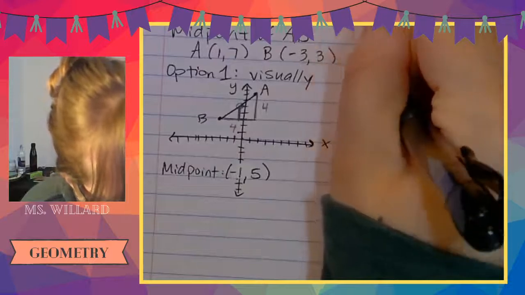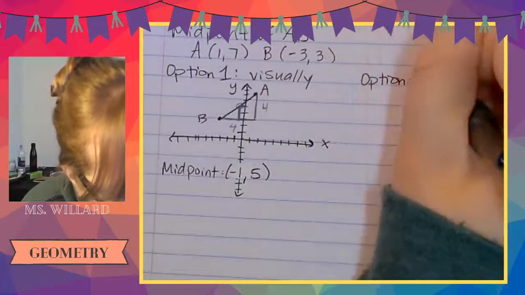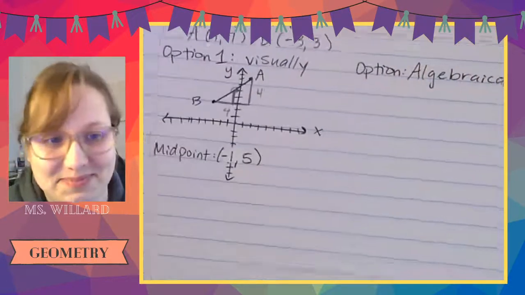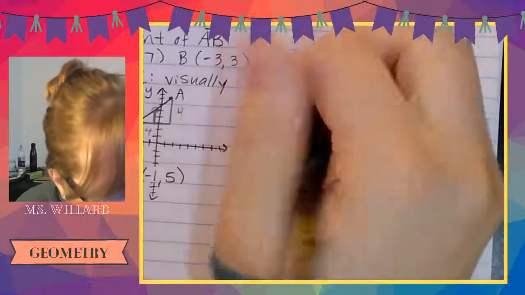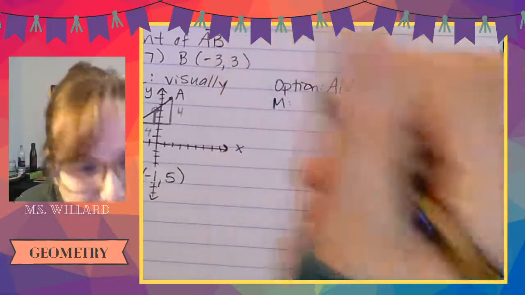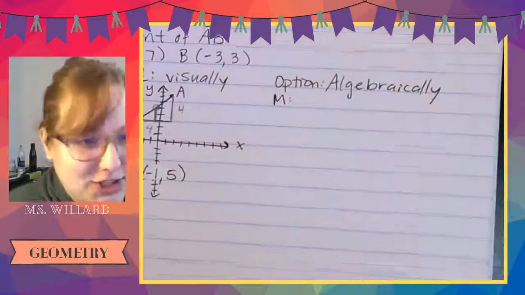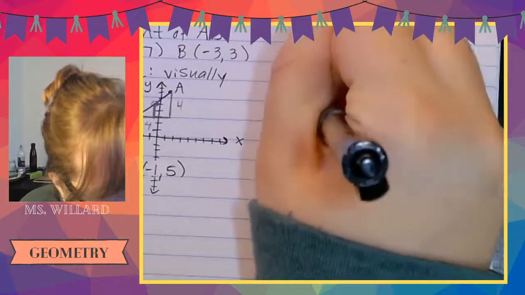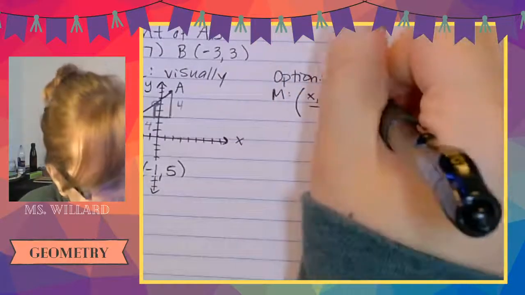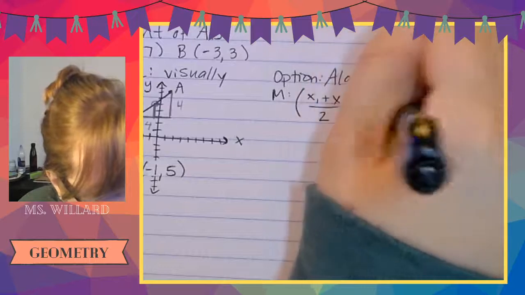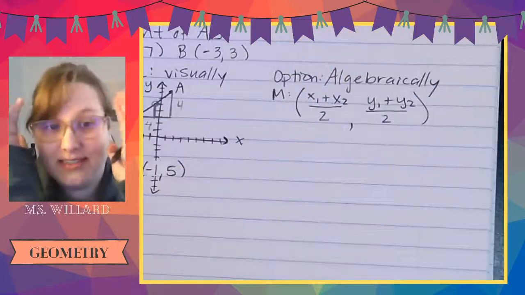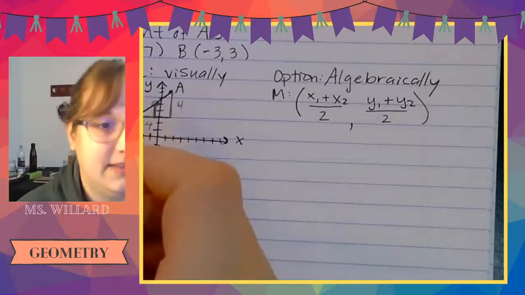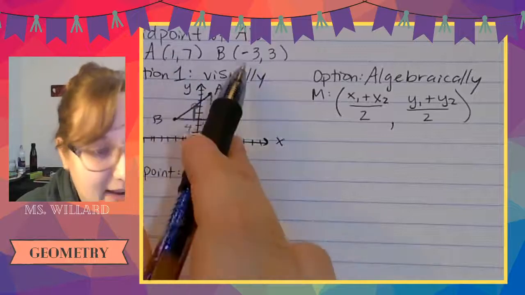My second option is called algebraically, which literally just means with algebra. Use algebra. So I gave you this, I'm just going to say M is midpoint. I gave you this handy dandy little cheat. If I add the x's together and divide by 2, that's the x point. And if I add the y's together and divide by 2, that's the y point. And that's in parentheses for that reason. Those are the coordinates.